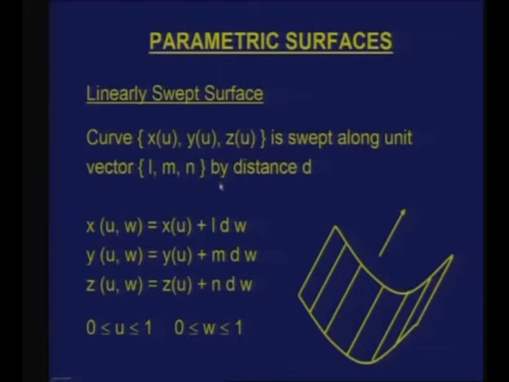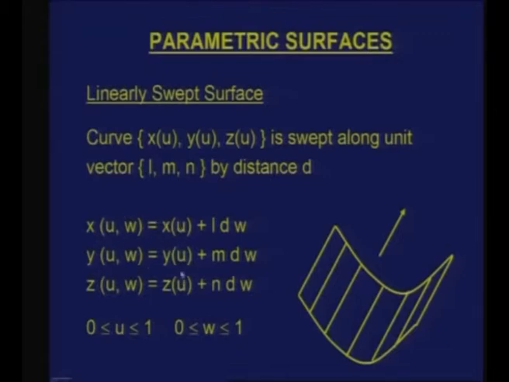So, I can directly specify the direction cosines along which it is swept and the distance by which the sweeping is done. By specifying these two, I can define this completely. The input curve is x, y and z, which are functions of the parameter u. The resulting surface is now parametric in both u and w.